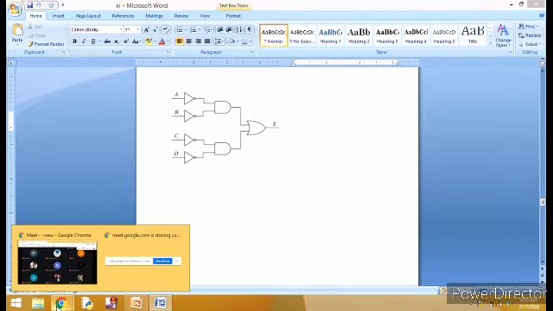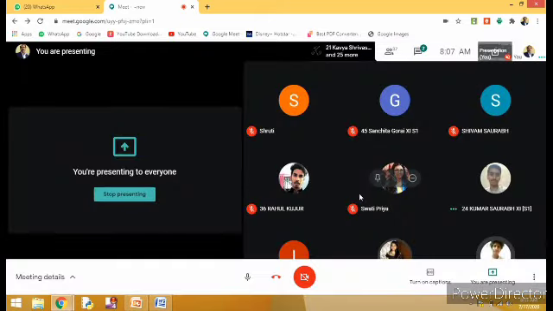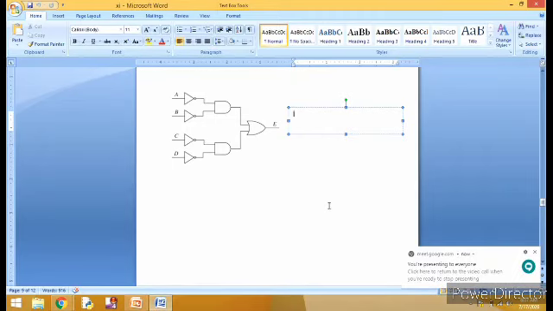Who has done this? Let me know what output is coming. Sir, the output will be A dash dot B dash plus C dash dot D dash. Do you agree with this answer, all the students? Yes, sir, I got the same answer.